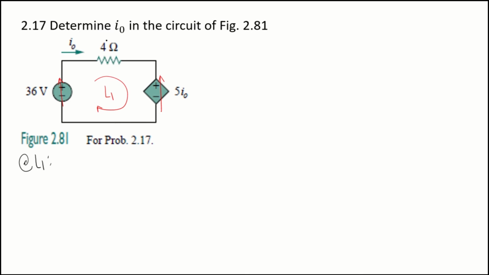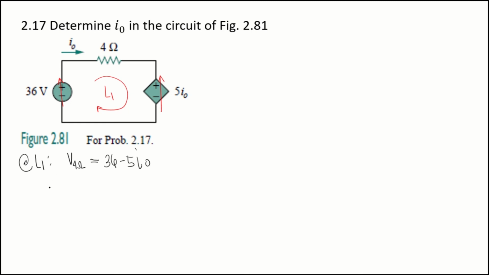Then, we have a voltage drop at your 4 ohms. So, that would be V4 ohms. Your V4 ohms is positive, hence it has the same direction with your loop, is equal to the summation of voltage supply. Your 36 volts is positive, hence it has the same direction with your loop, so therefore it will be positive 36. And your 5 Io independent voltage supply opposes the direction of your loop, so therefore it will be a negative 5 Io.